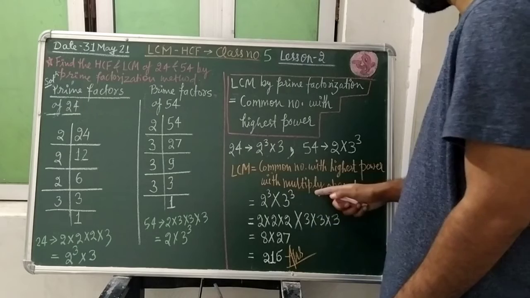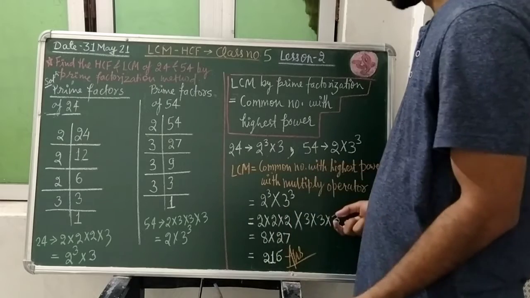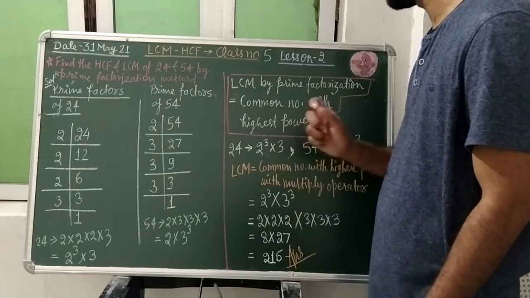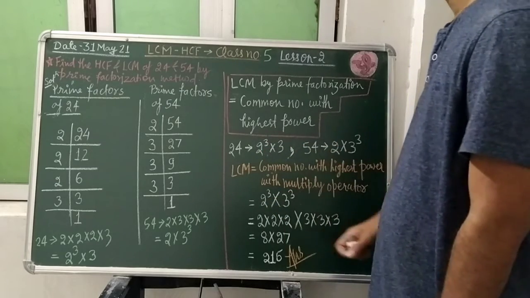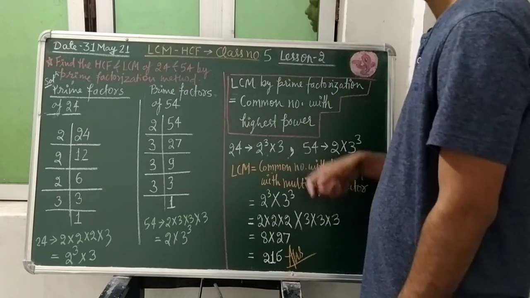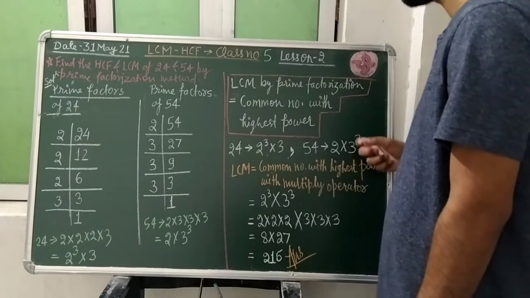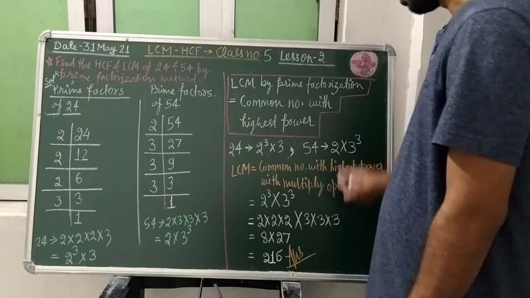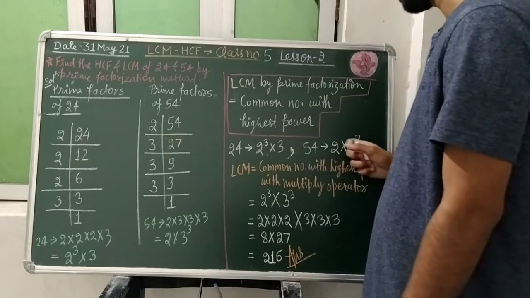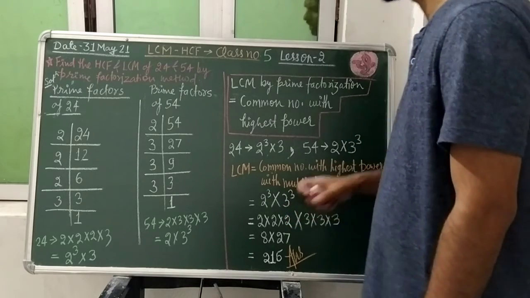Thereafter we will put the multiply operator and move to the next number. So 2 is common and the highest power is 3, so 2 to the power 3 we have written. After that, introduce a multiply operator, and the next number is 3. Is 3 present? Yes, 3 is common, 3 is present in both. So for the LCM what shall we do? We shall apply the rule: common number with highest power. So 3 is common but the highest power is 3, so 3 to the power 3 we shall select here.